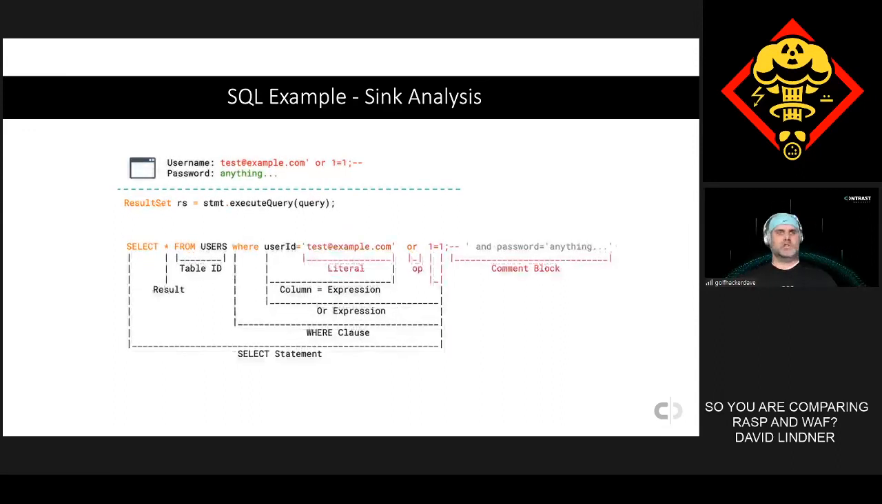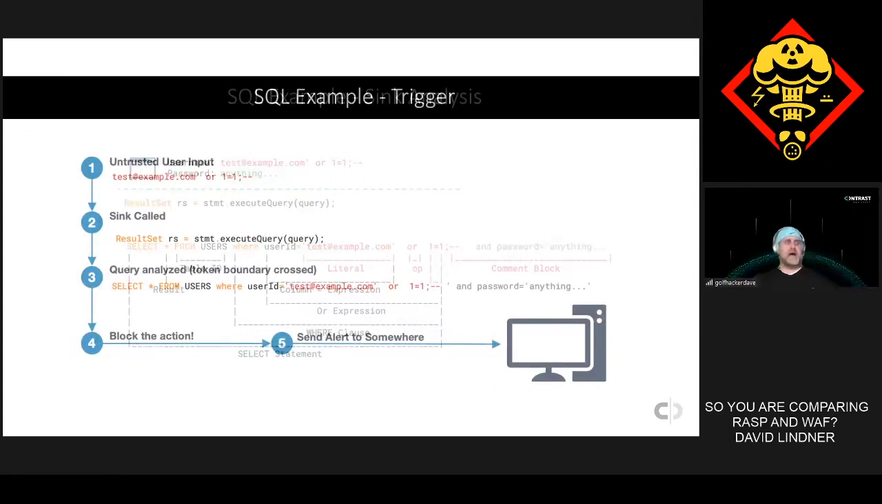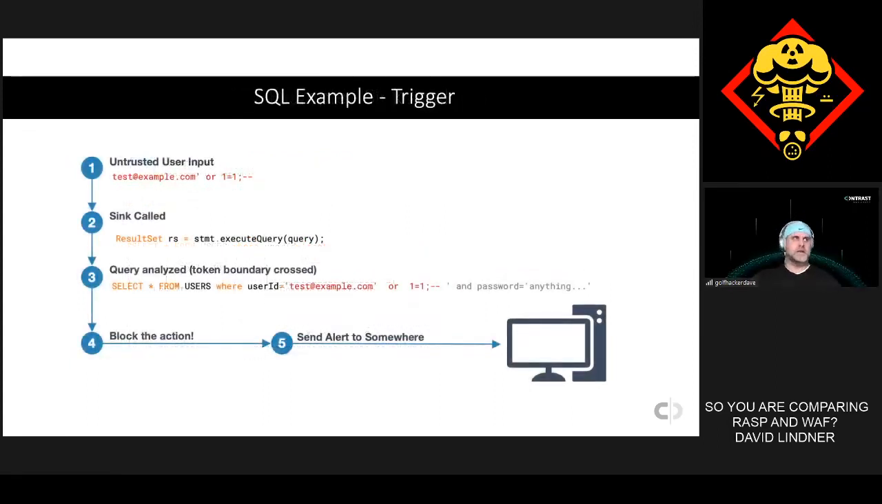So just going along those same lines, I can now look at this and be like, oh, there's multiple things here. It's expecting that literal. I have an operation, I have an expression, and I have another comment block that none of that should or was there in the original intent of that query, right? So with a RASP, now I've got this input, I have a result set, I analyze that query, and I've detected that, oh, damn it, it's crossed a boundary. I'm going to do something based on the action that the user has set and send an alert somewhere, right?